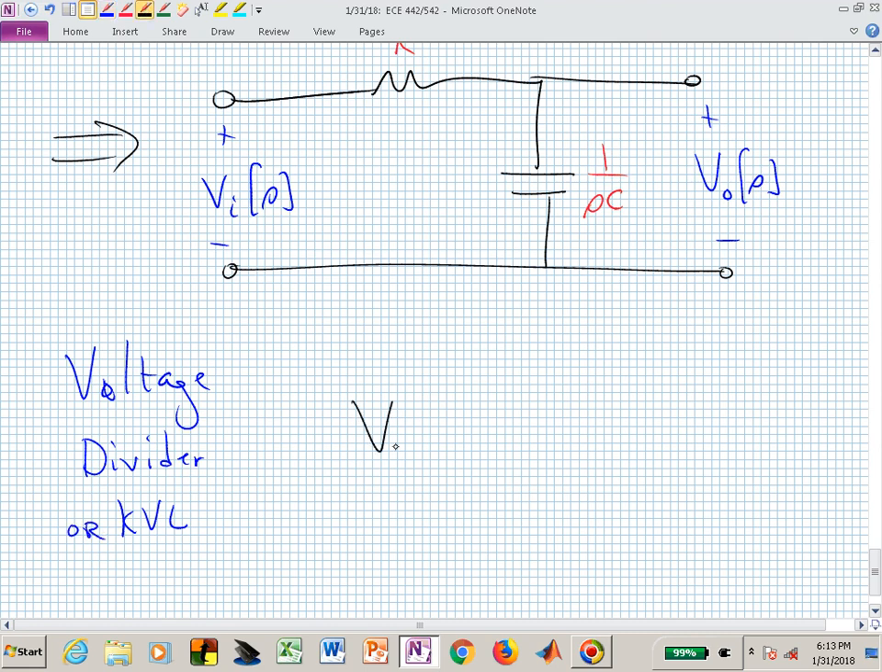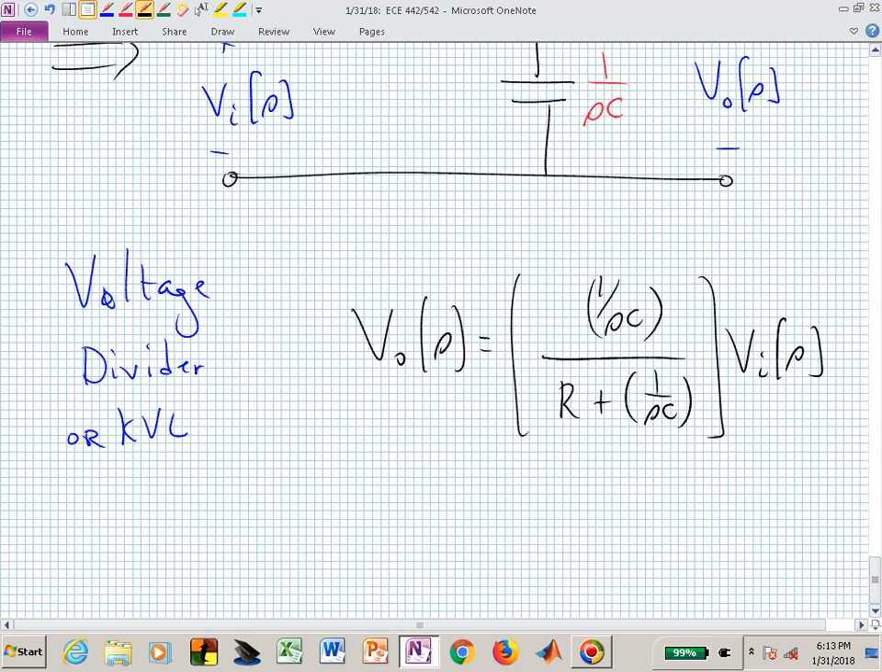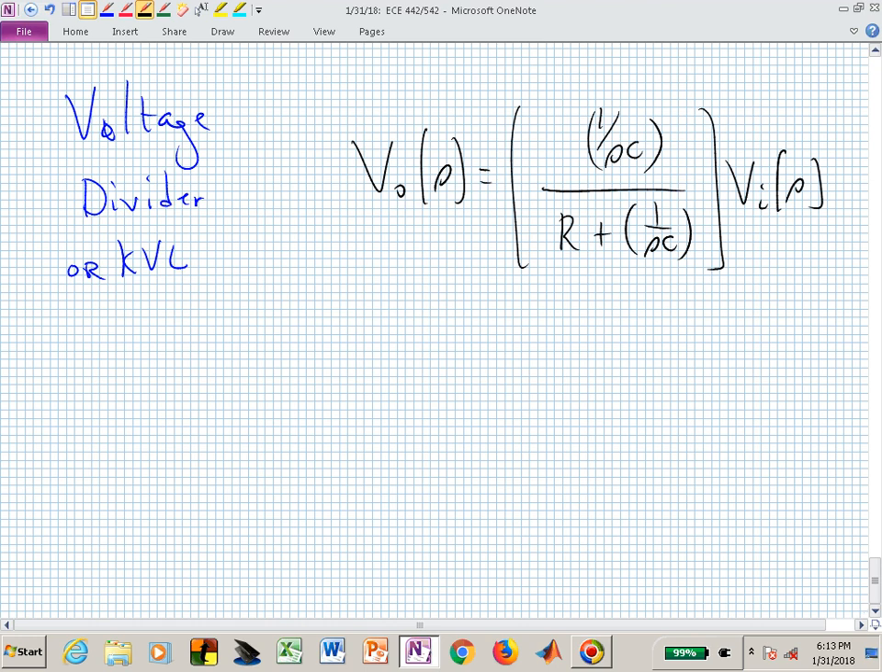And what would you do? Let's say voltage divider, V sub 0 of S. That's going to be the impedance of the capacitor divided by the sum of those two series impedances. And maybe you don't like to have ratios of ratios, so you want to clear the fraction in the numerator and the denominator, put everything over a consistent denominator, which in this case is SC, and cancel the SC in the denominator of the numerator and the denominator.